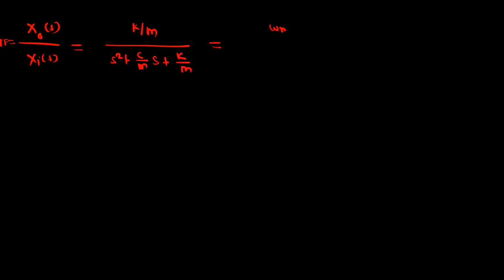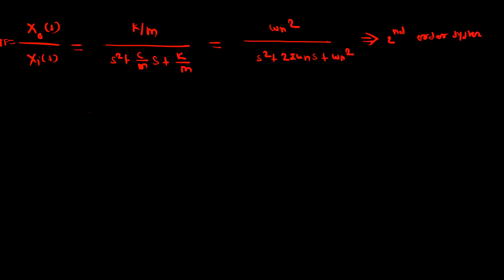So your final transfer function will be x output upon input displacement, which is equal to k upon m divided by s square plus c upon m into s plus k upon m. This transfer function is similar to the standard form, which is omega n square upon s square plus 2 zeta omega n s plus omega n square. This is the standard form of the transfer function for a second order system.